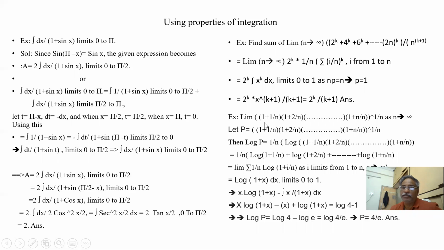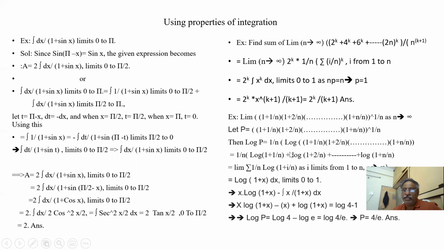Let us see another example. Limit of n tends to infinity, 1 plus 1 by n into 1 plus 2 by n, like that, 1 plus n by n, whole to the power of 1 by n. Let it be p. So I have taken log p. Log p is 1 by n log of this.